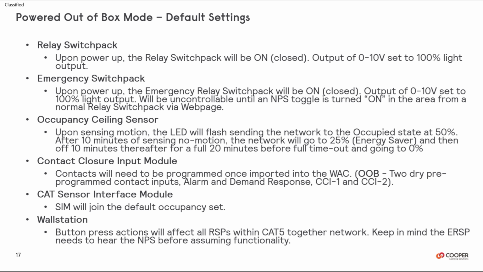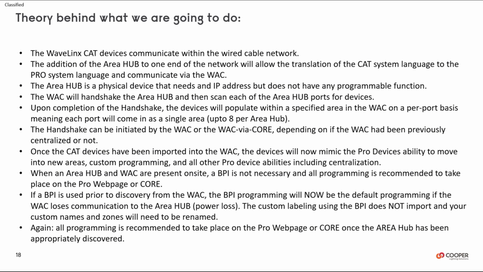The contact closure input module needs to be programmed once it's imported into the WAC, but currently, if it does have something out of box, the two dry contact closures will be alarm and demand response. The CAT sensor interface module will join the default occupancy set, and the wall station buttons will act within the network. Now that we've been properly introduced to the devices, let's talk about the theory of what we're about to do.